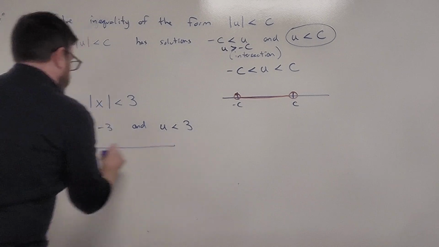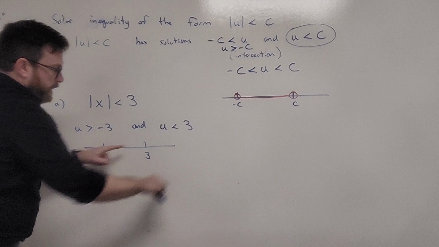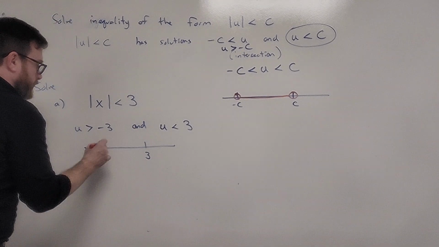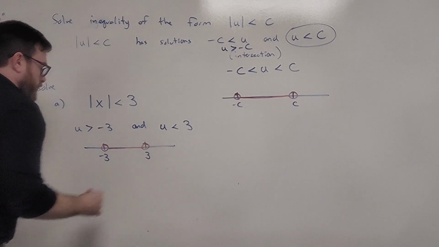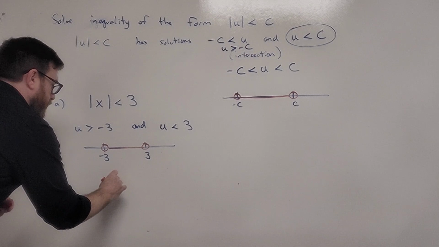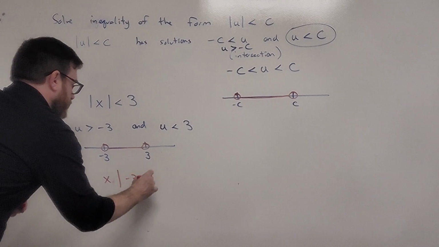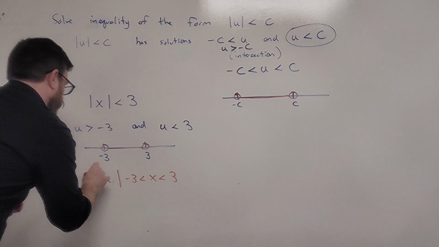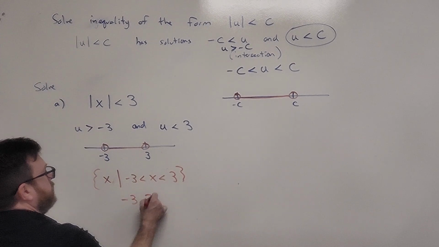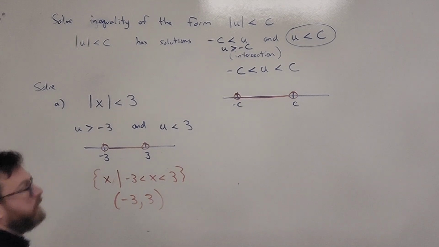So in order to be both greater than negative 3 and less than 3, greater than negative 3 would be this way, less than 3 would be this way. So the intersection of those is going to be from here to here. So we'd say that this is going to be the solution set: x is all x such that minus 3 is less than x, which is less than 3. Or if you want to put this in interval notation, we say minus 3 to 3. Parentheses in interval notation mean that you're excluding the 3's.